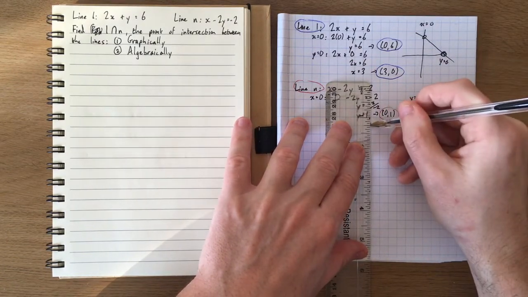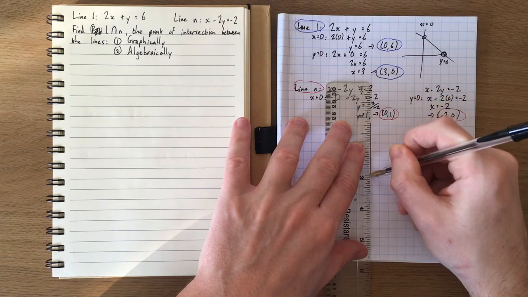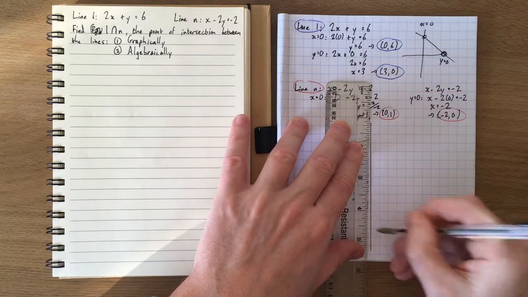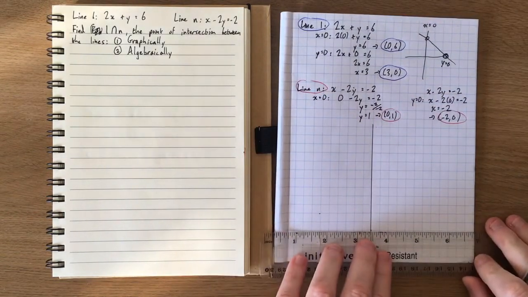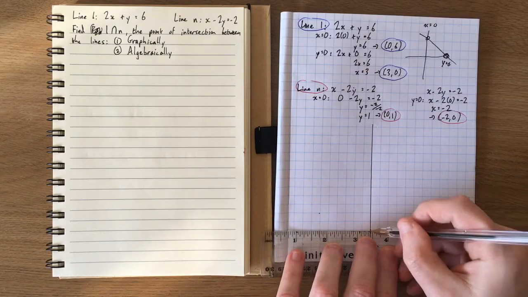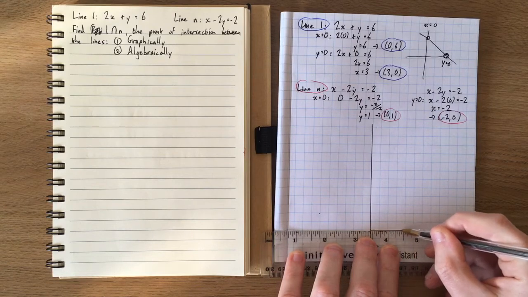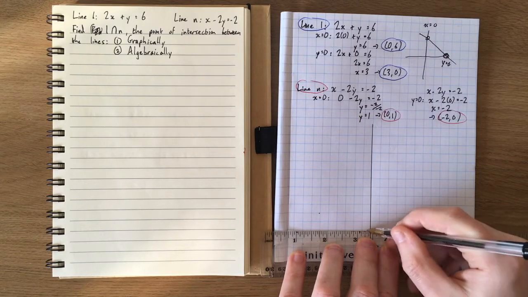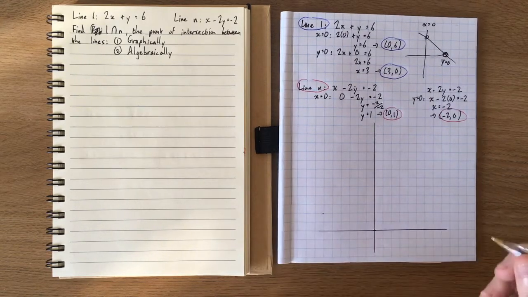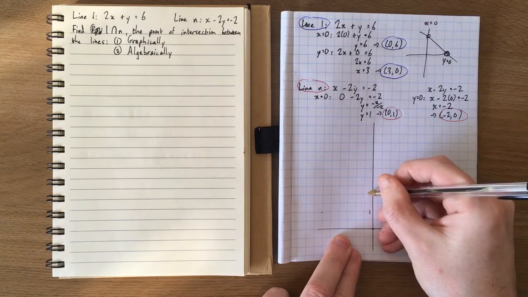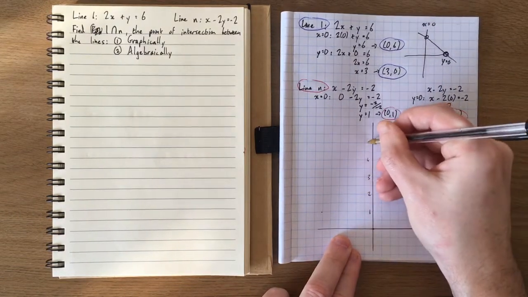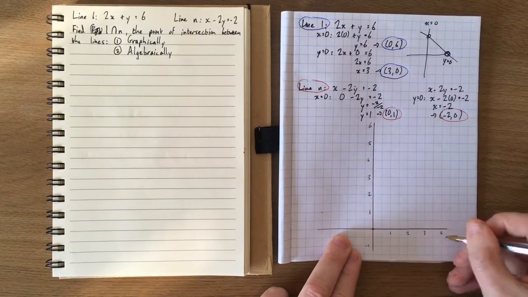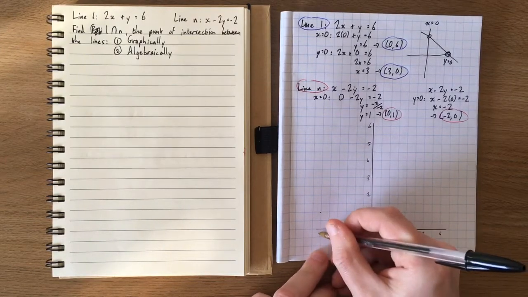So 2, 4, 6, 8, 10, 12. There's my y-axis, and then my x-axis needs to go over to 3. I'm going up in jumps of 2 boxes, so it needs to go over at least 6 boxes. You can go a little bit further. Alright, so there's 1, 2, 3, 4, 5, 6. There's minus 1. There's 1, 2, 3, 4, minus 1, minus 2, minus 3.